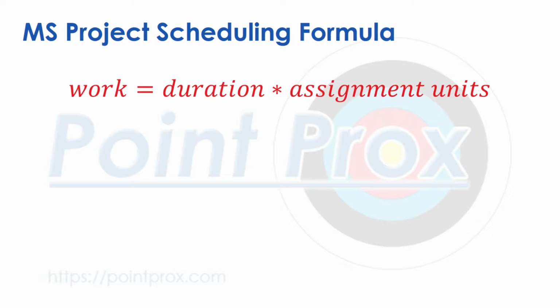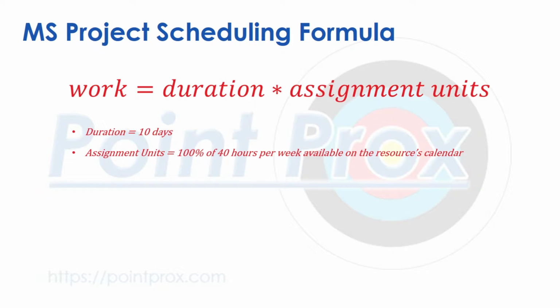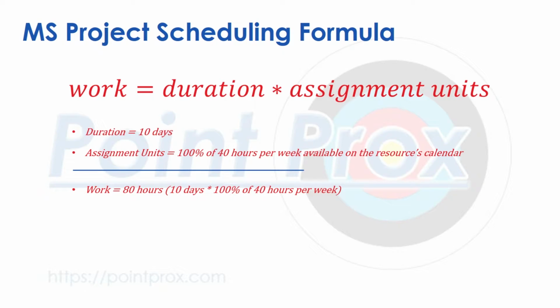So how does this thing work? Let's start with a simple example. Let's say we have a task that has a specified duration of 10 days. We will assign one staff member who has a maximum units of 100% of a 40-hour week to this task. On execution of the scheduling formula, we see that the task will take 80 hours of work. In other words, 2 weeks for one resource at 40 hours a week for that resource.